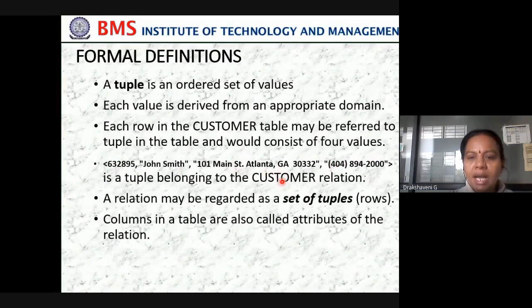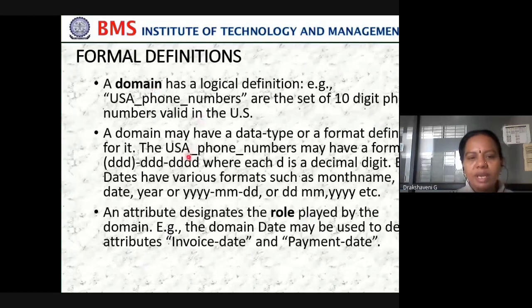Which relation? Customer relation. A relation may be regarded as a set of tuples or rows. Tuples means what? Rows. Columns in the table are also called attributes of the relation. So what are we calling a column? We are calling it an attribute. And we have seen some examples of these.